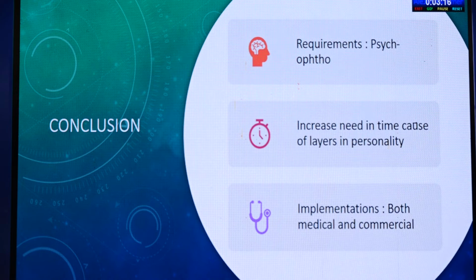So my conclusion: I want to implement a new pioneer branch, a requirement of a psycho-ophthalmology, to study further with the other branches of medicine. Right now there are so many layers in the personalities of the market also, so we can give the market some new branch, which can lead to an increase in the understanding of the patient, and both medically and commercially we can use this branch as a new pioneer.